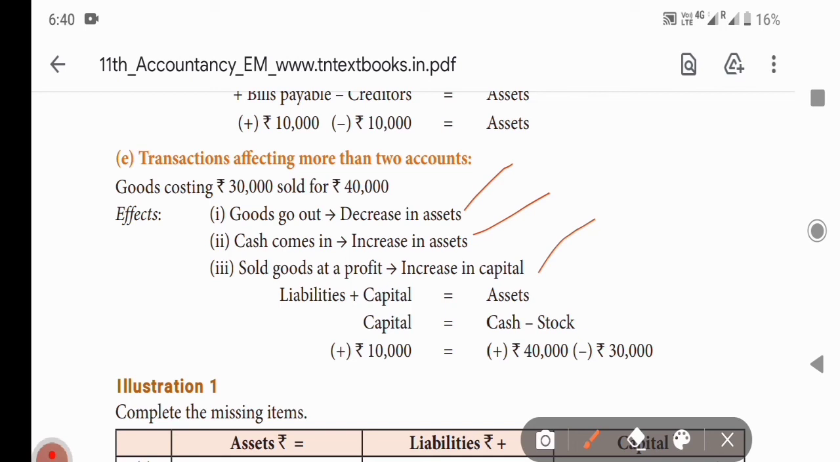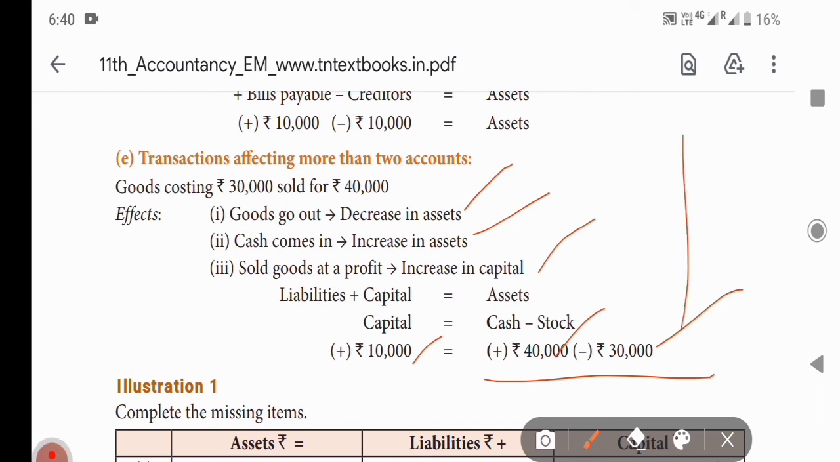Now what is the accounting equation? Liabilities plus capital is equal to asset. Here what is the capital? We are getting profit, that is 10,000. And what is the cash amount and stock amount? Cash is the selling price, 40,000 rupees. The goods cost 30,000, and we are selling for 40,000. So 40,000 is the cash amount and stock is 30,000. So cash minus stock, 40,000 minus 30,000, is the asset.